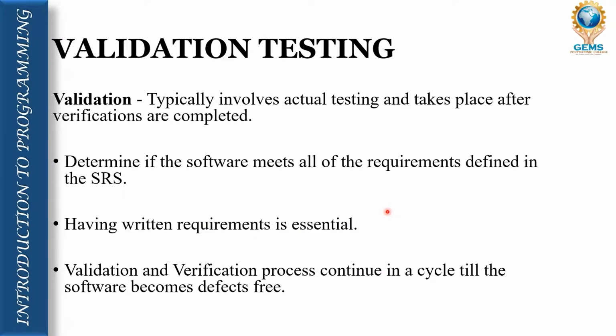Now, validation testing. Validation testing is done after the verification. So validation is done once verifications are completed. During the validation, we are going to check or determine if the software meets all our requirements which are defined in the SRS. SRS means software requirement specification. So validation and verification, these two processes are ongoing, continuous processes till the software becomes defect free.